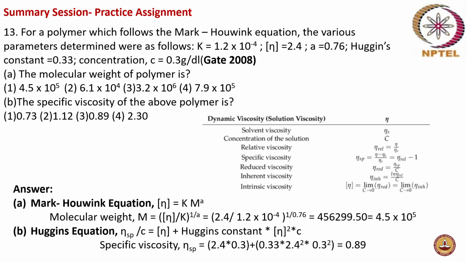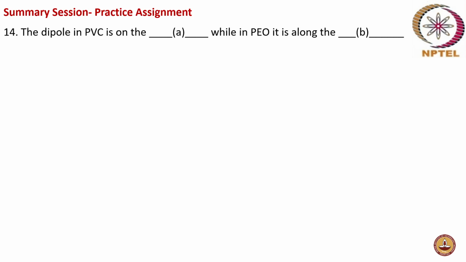So shall we proceed to the next question? Okay. Dipole in PVC is on the dash, while in case of PEO it is along the dash.